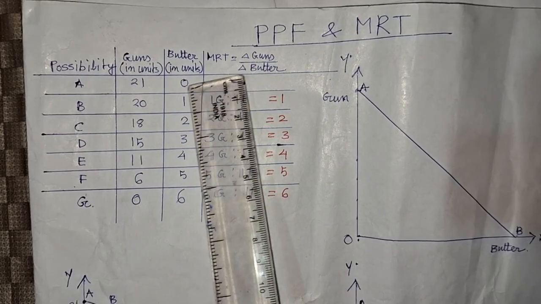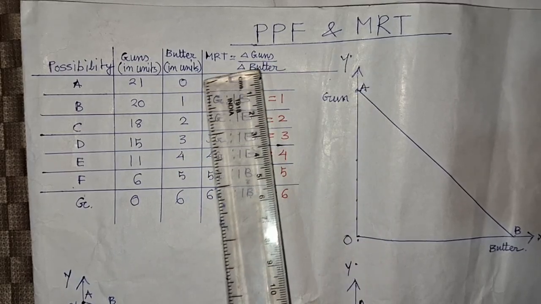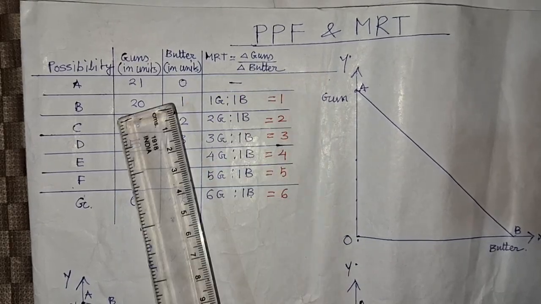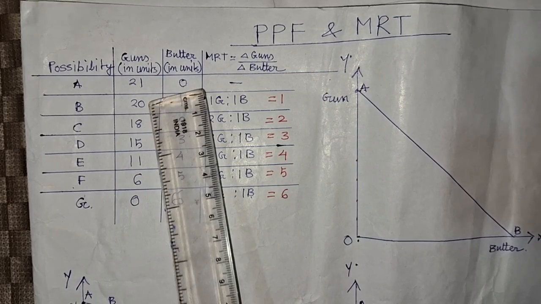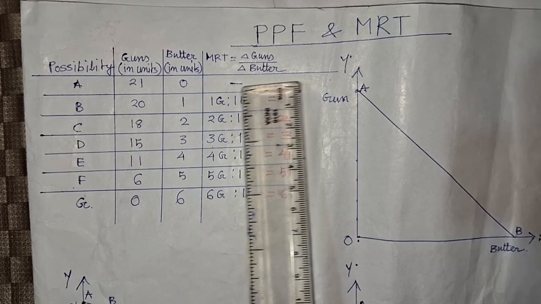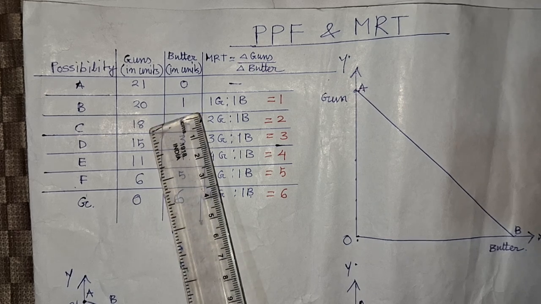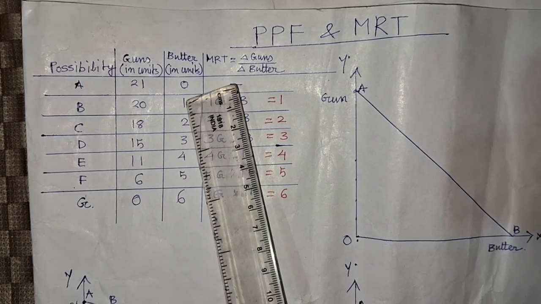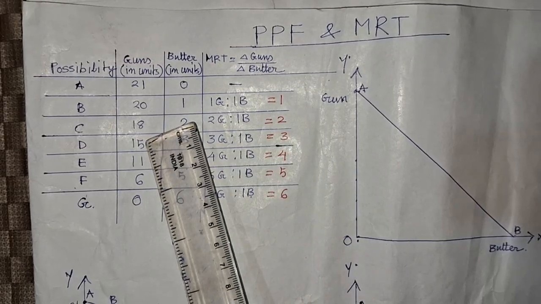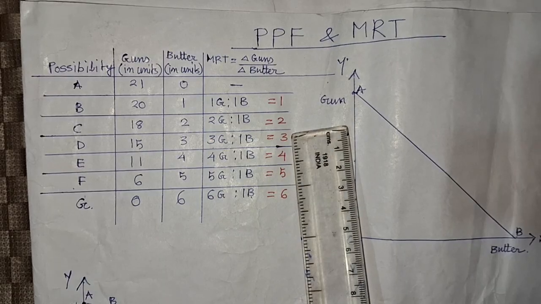At point A, no butter is produced, only guns are produced: 21 units of guns and 0 units of butter, no MRT here and no change. At B, 1 unit of gun is sacrificed, 1 unit of butter increased, so the MRT is 1:1. At C, 2 units of gun sacrificed and 1 unit of butter increased, that is 2:1, 2. At D, sacrifice 3 units, gain 1 unit, 3:1, 3.